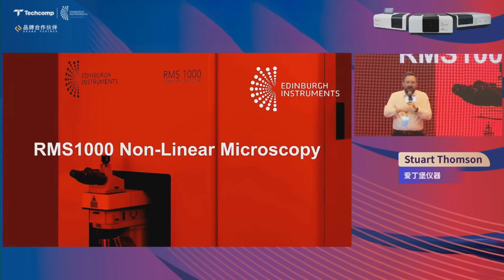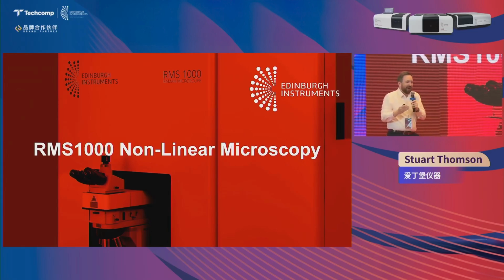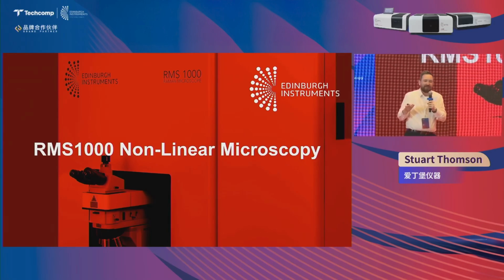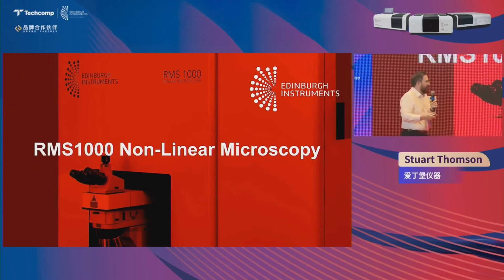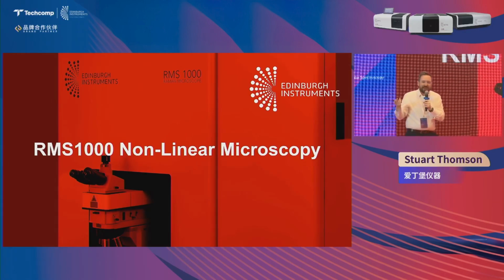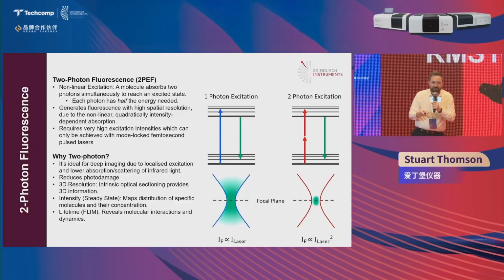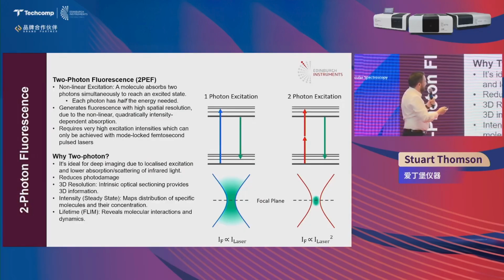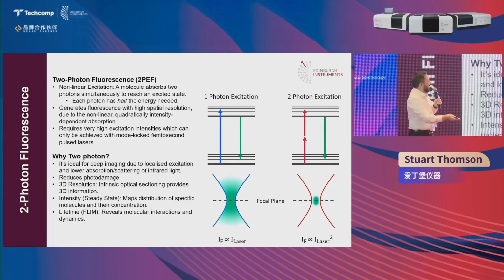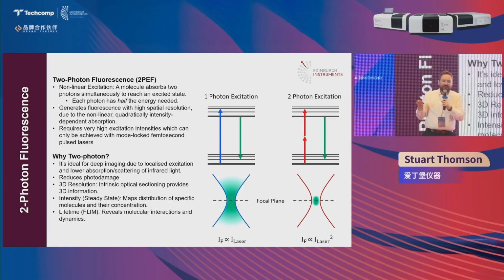To wrap up my talk, I'm just going to give a last section, which is on more specialized microscopy techniques that are specific to the RMS 1000, which is nonlinear microscopy. So the first nonlinear microscopy technique that I'm going to talk about is two-photon excitation.